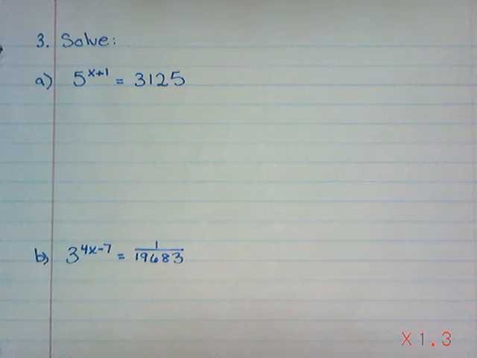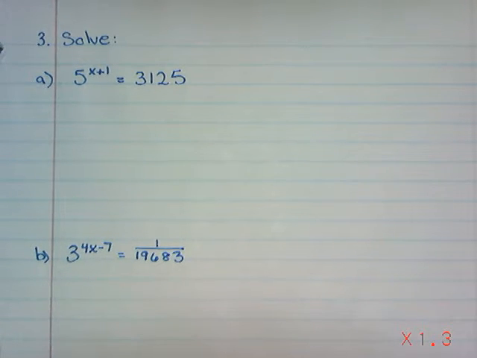So when we are solving exponential equations, there are two different ways to solve. One of them is to write them as powers of the same base, and the other one is to use a log. So I'm going to go through both with you on the first question, and then as we work through the other two, we'll decide which one we like better. So 5 to the power of x plus 1 equals 3,125.